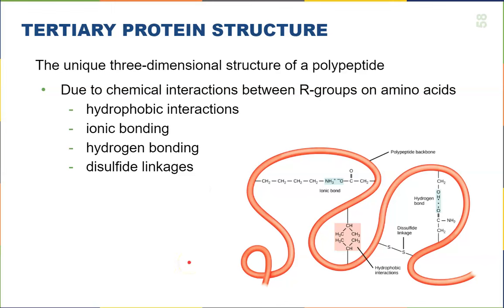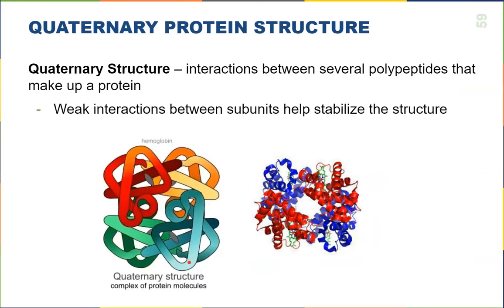Some proteins end at this point where they only have a tertiary structure. Most proteins have a quaternary structure. So a quaternary structure would be other tertiary structures added together. So this red, orange, blue, and green, those are separate units. So those are separate proteins. But if we add them together, we get a quaternary structure. And the weak interactions of those subunits help create the structure and help stabilize the structure. So the one that we're looking at there is actually hemoglobin.